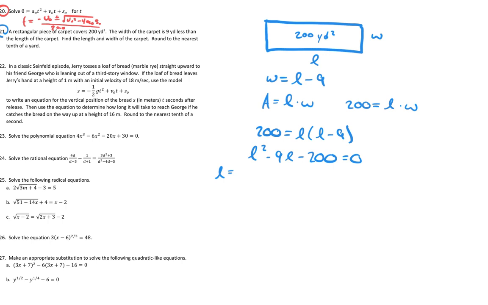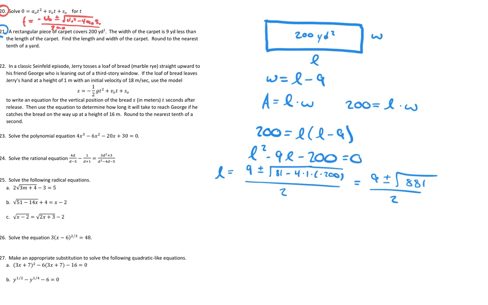So L is going to equal negative b, so 9, plus or minus the square root of 9 squared, so 81, minus 4 times 1 times negative 200, over 2a, or just 2. Now let's start plugging this into our calculator. We have 81 minus 4 times negative 200. So this equals 9 plus or minus the square root of 881, over 2.